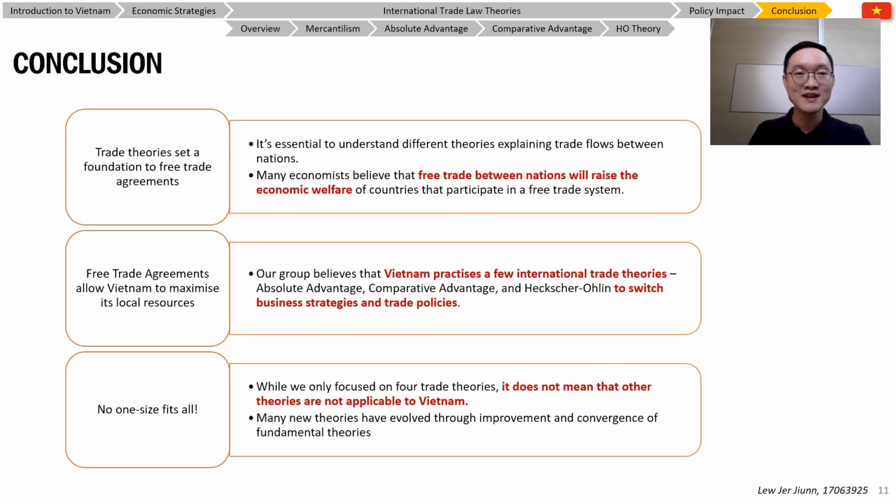In conclusion, knowing the different trade theories and trade flows between nations is important. It is hoped that free trade between nations will improve the countries' economic welfare. We believe Vietnam practices absolute advantage, comparative advantage, and HO theories to shape its business strategies and trade policies. But it doesn't mean that other theories do not apply to Vietnam, as they keep evolving from time to time.